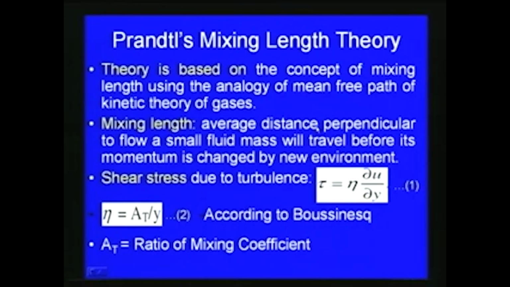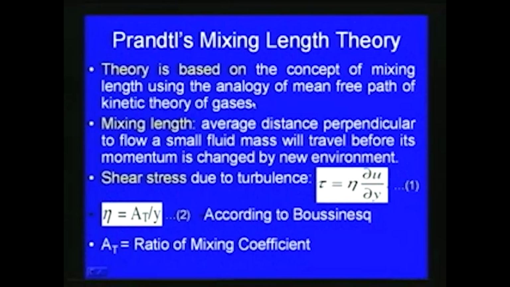The first one we are discussing here is Prandtl's mixing length theory. This theory is based on the concept of mixing length, using the analogy of the mean free path of the kinetic theory of gases. The kinetic theory of gases was well developed in the beginning of the 20th century, and Prandtl used it to analyze turbulent flow for simplified cases like flow between parallel plates and flow through pipes, so that some aspects of the theories behind turbulence can be understood.